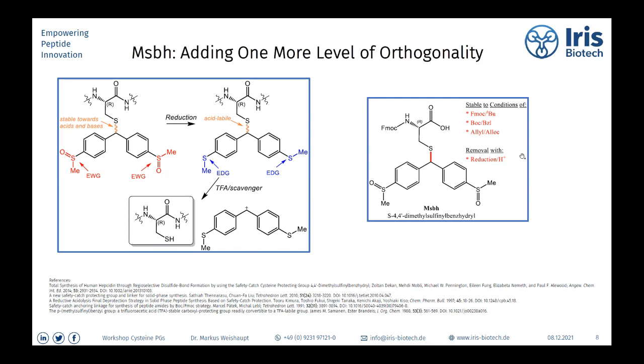So due to these properties, when in its original oxidized or non-reduced state, the MSBH group is stable to conditions used in the Fmoc protocol, in the Boc protocol, and also in the allyl strategy. It can be removed selectively and under mild conditions with ammonium iodide and, for example, TFA as an acid.